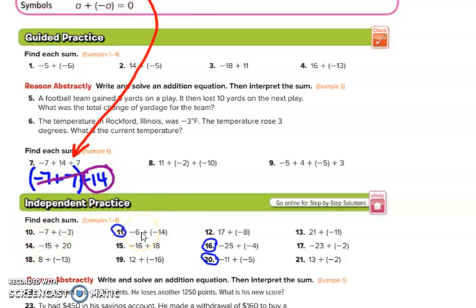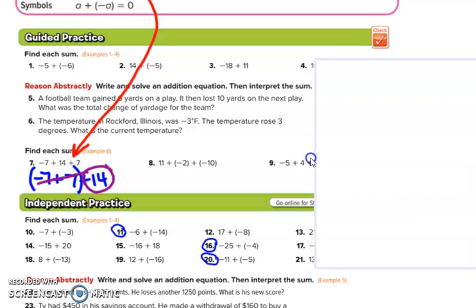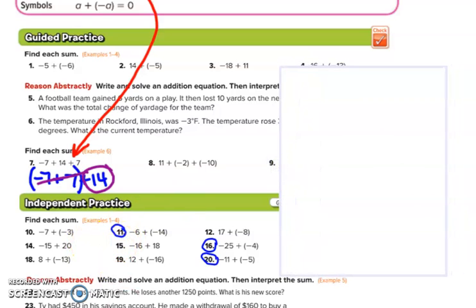Okay, let's look at number 11. Okay, number 11, we've got a negative 6 plus a negative 14. Okay, and so they're two negatives, so you just add a negative to a negative, you get a bigger negative. So we're going to have a negative 20.